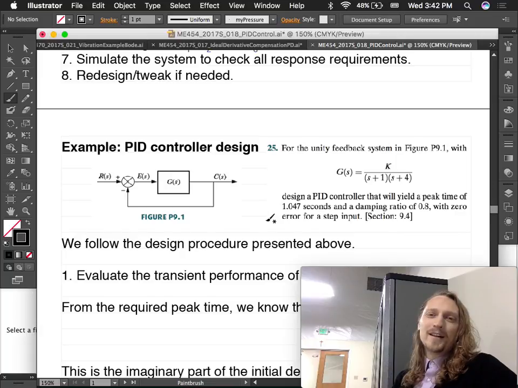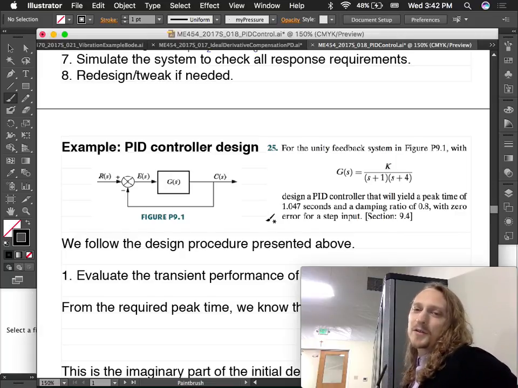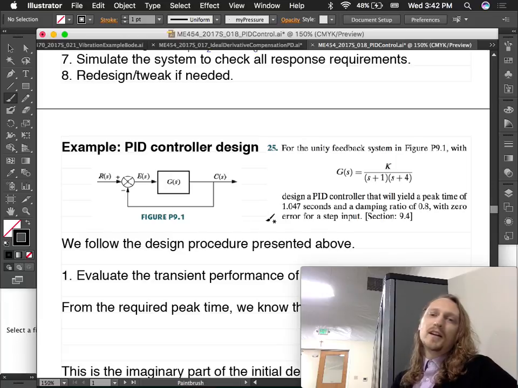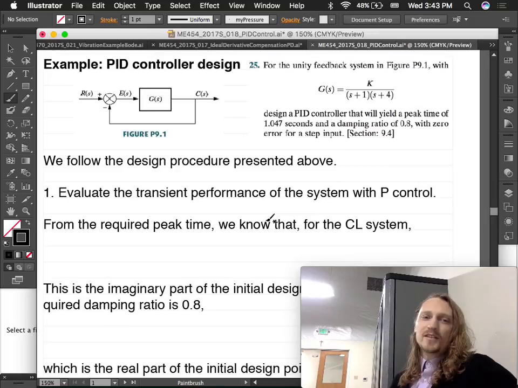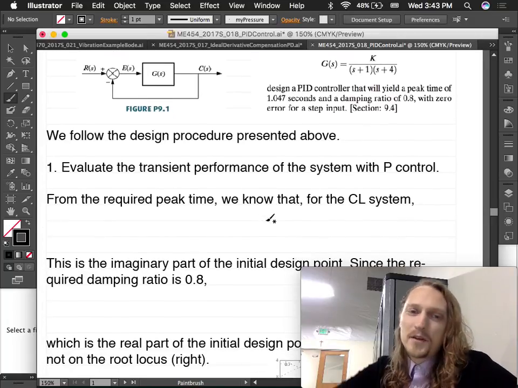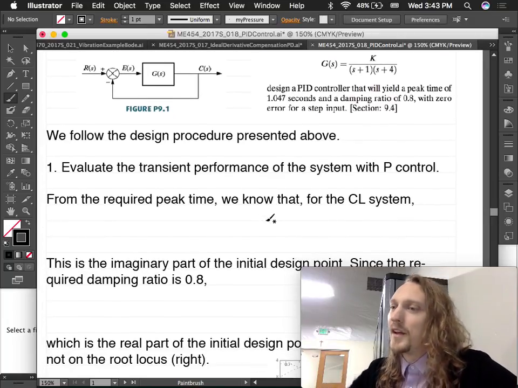So for the unity feedback system, design a PID controller that will yield a peak time of 1.047 seconds, very specific, and a damping ratio of 0.8 with zero error for a step input. What he means by zero error is zero steady state error. It just slipped his mind when he wrote that. So we follow the design procedure presented above. Step one, evaluate the transient performance of the system with proportional control.